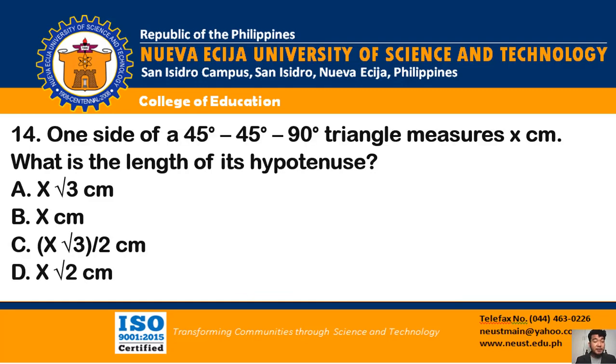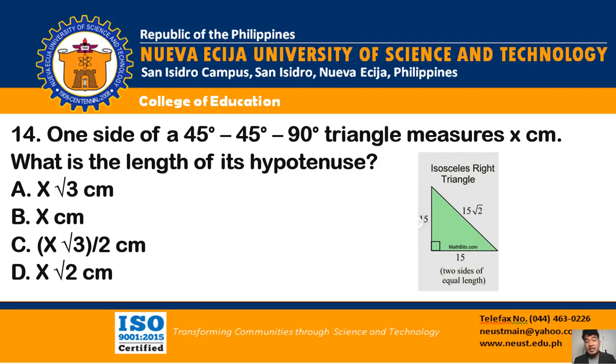Number 14. One side of a 45-45-90 triangle measures x centimeters. What is the length of its hypotenuse? Alright, this is the isosceles right triangle. As you can see, we have two equal sides here. Two equal sides, 15 and 15. So the hypotenuse is 15 square root of 2.